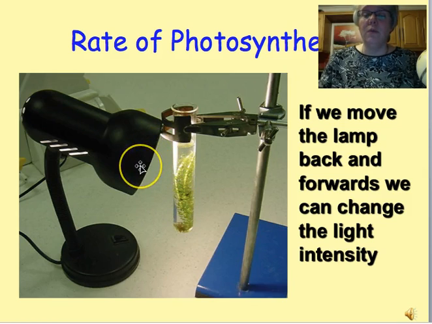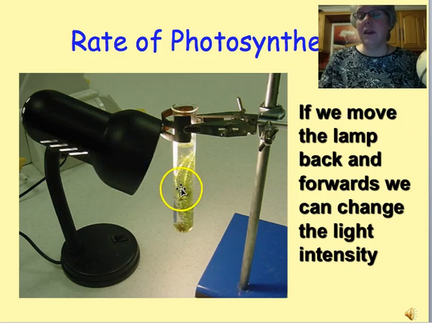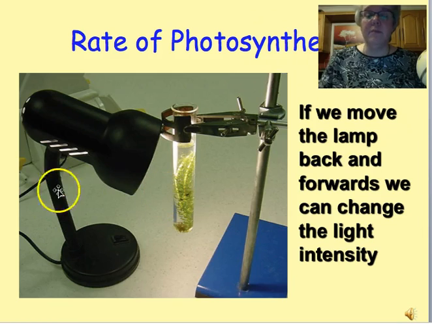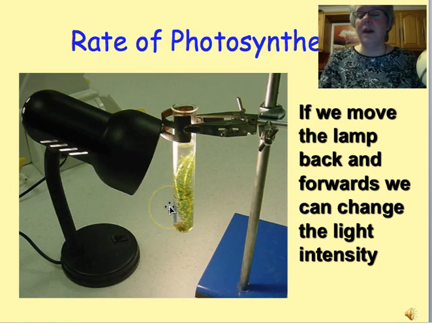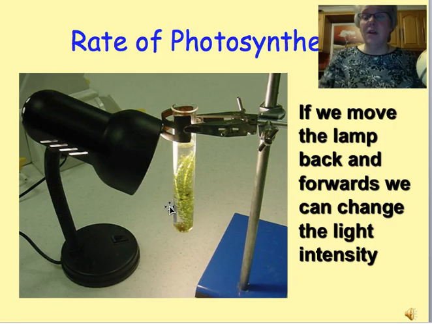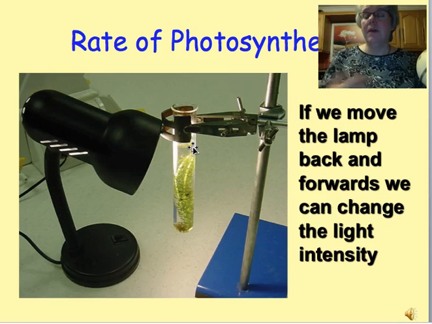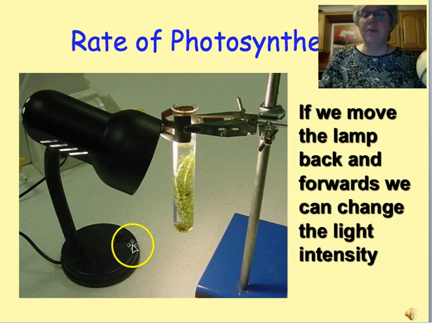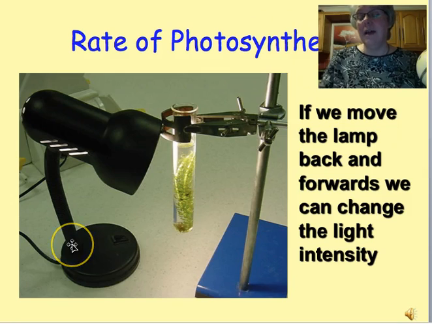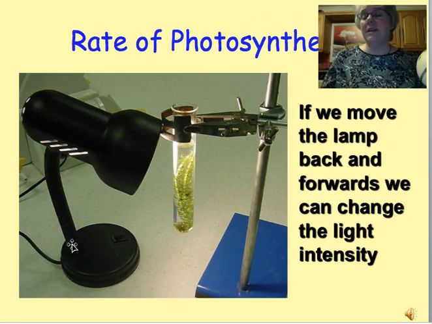Now, in this experiment, the lamp is providing light to the plant, and we can move the lamp backwards or forwards, and that will change the light intensity. So we could measure the light intensity at this point here, say it's maybe 5 centimeters away from the plant, count the number of oxygen bubbles given off in a minute, and that will tell us the rate of photosynthesis. Then we can move the lamp further away, say 10 centimeters away, and then we can count the number of bubbles.